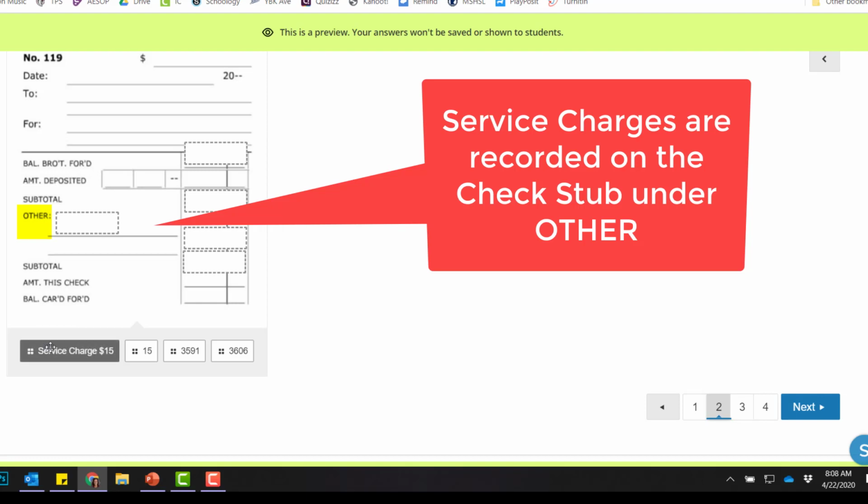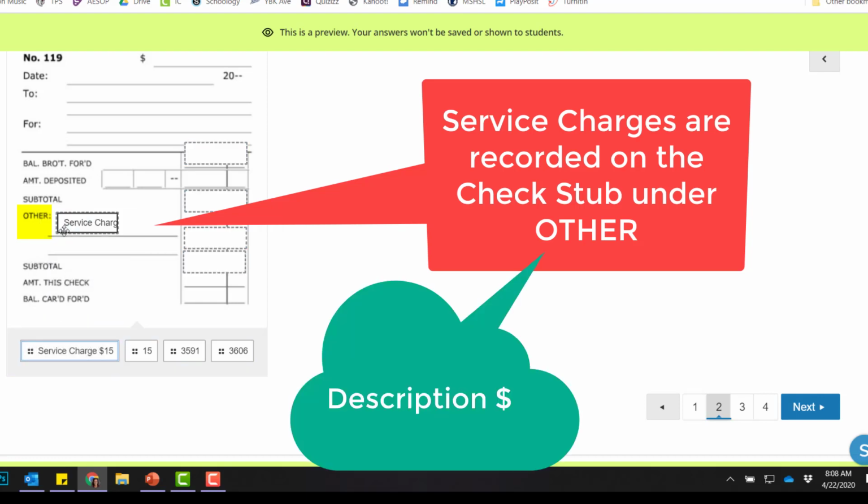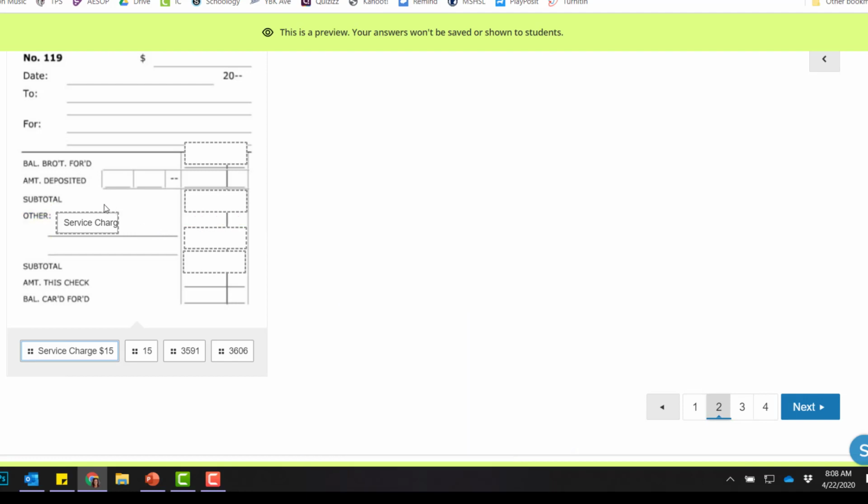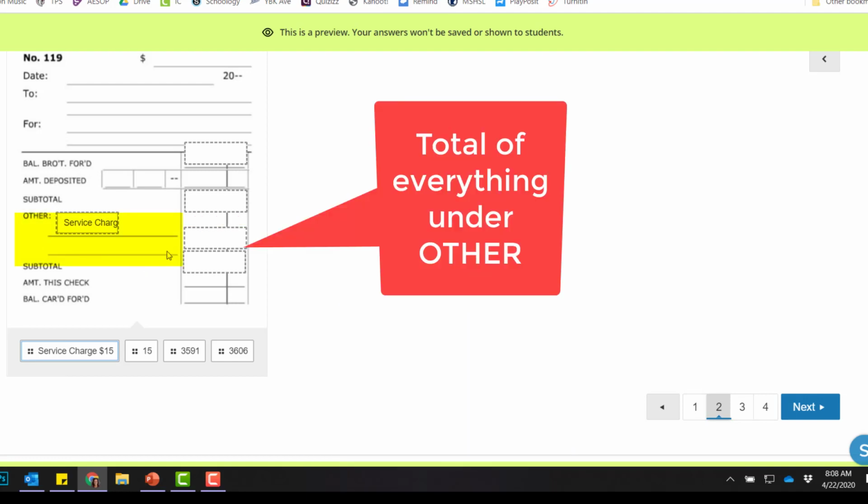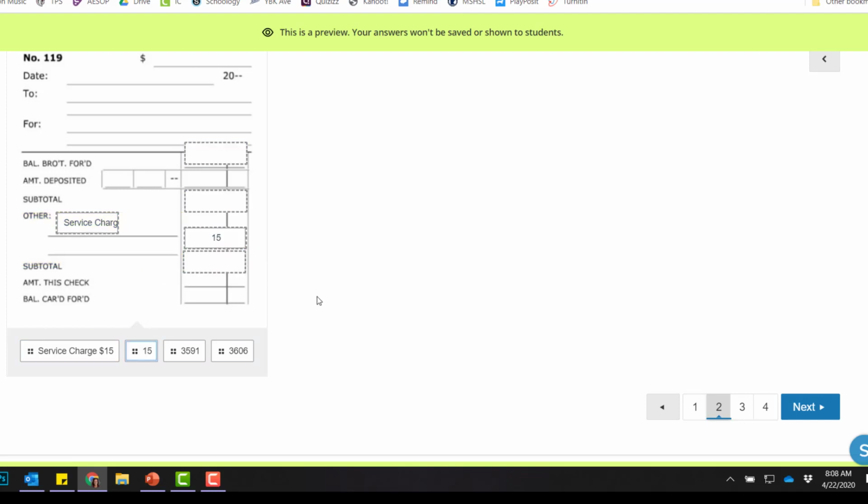So the service charge is always going to go under the other category. So we have to describe what it is and how much. So service charge $15 would go there. And because I have no other things in this box, the total of these two lines is $15. So my amount's going to go there.